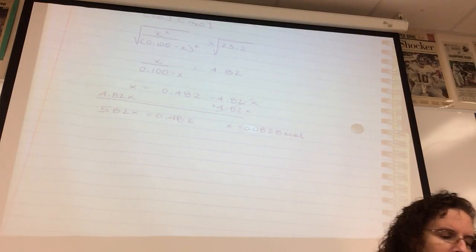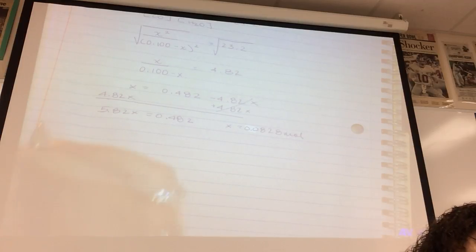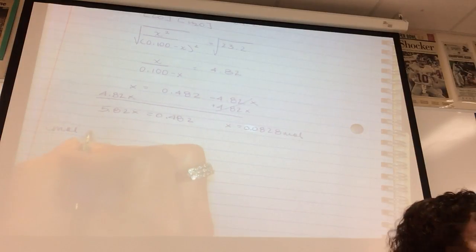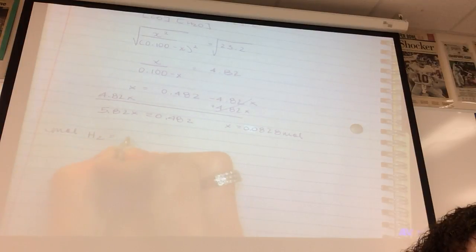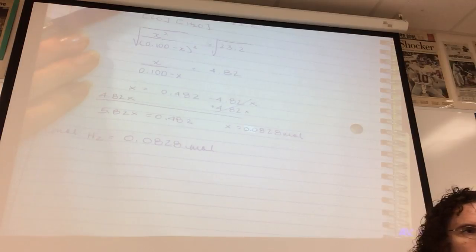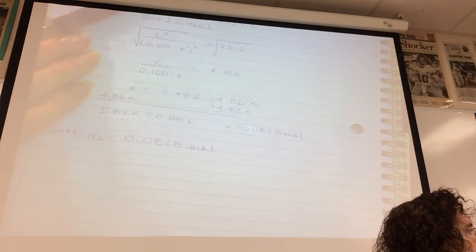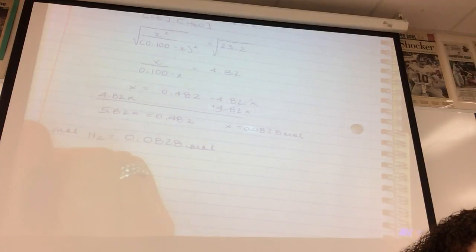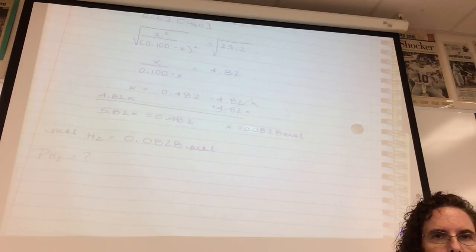All right. What did they ask for? Moles of hydrogen gas? So that's easy. That's what we got. If they had asked for moles of water at equilibrium, what would you do? You'd subtract that from 0.1. So you'd do 0.1 minus that, right? Okay. It also asks for the partial pressure of hydrogen gas at equilibrium. How would you do that?